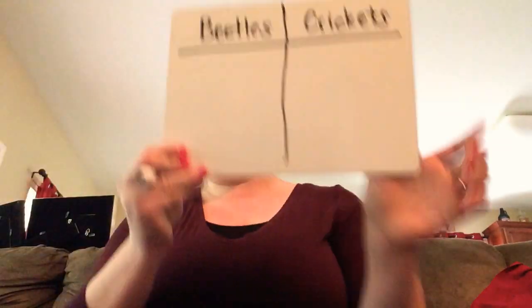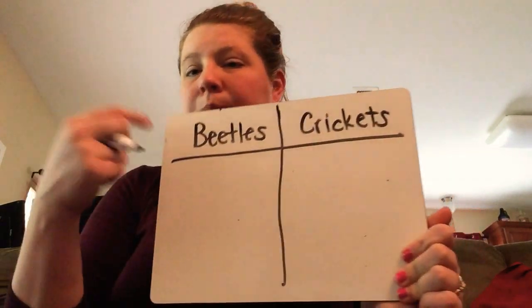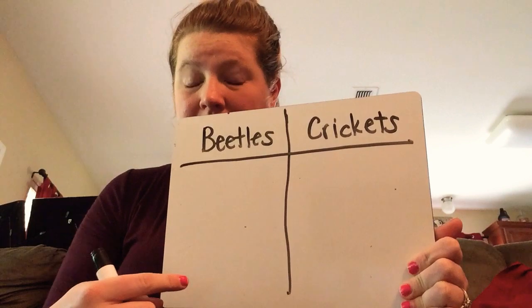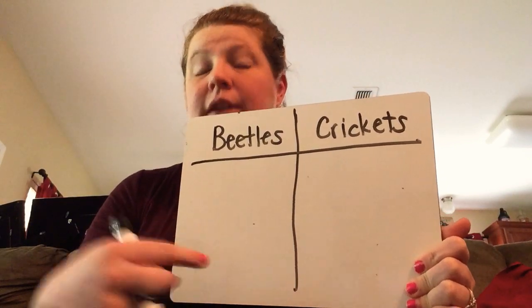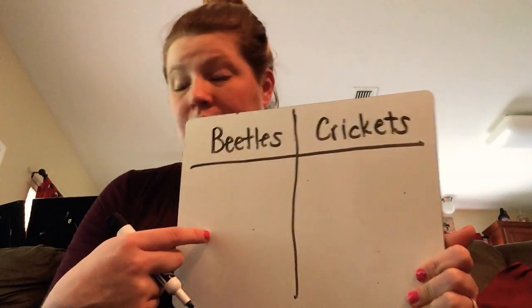So we're going to first compare beetles and crickets. For your notes this week, I want you to make T-charts. So first make your first T-chart: beetles versus crickets, okay? They're both insects, okay? But they go through different kinds of cycles. That's why we talked about the metamorphosis, the complete and incomplete, because one goes through one and one goes through the other.